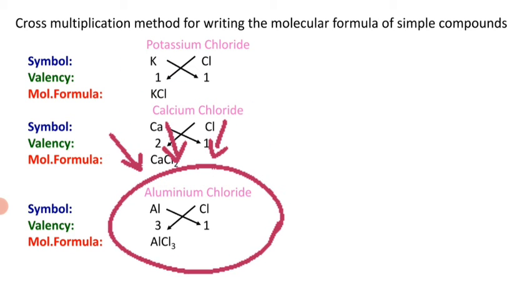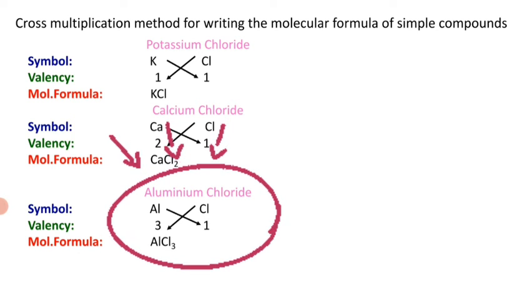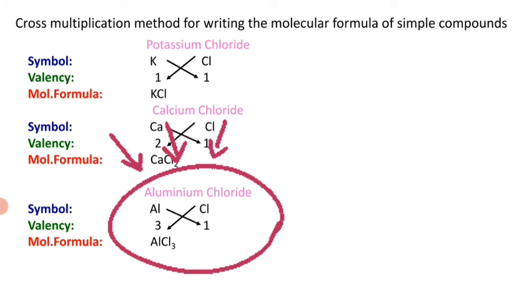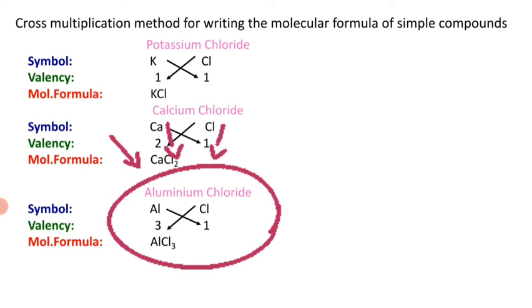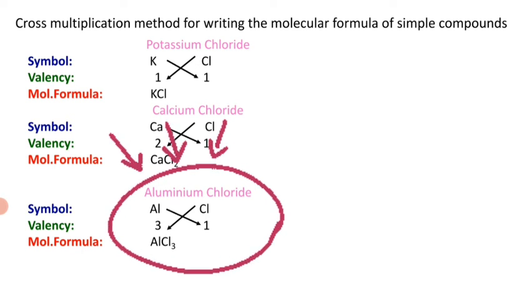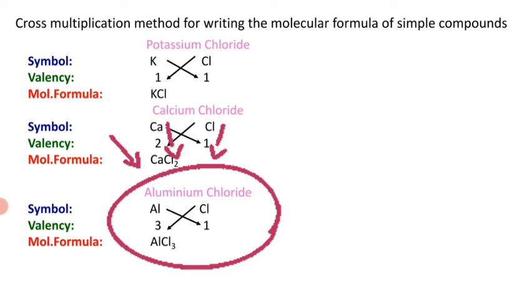Aluminium chloride. The symbol for aluminium is Al and the symbol for chlorine is Cl. Valency of aluminium is 3 and valency of chlorine is 1. When we cross multiply the valencies, aluminium will take the valency of chlorine, that is 1, and chlorine will take the valency of aluminium, that is 3. So we get the molecular formula AlCl3.